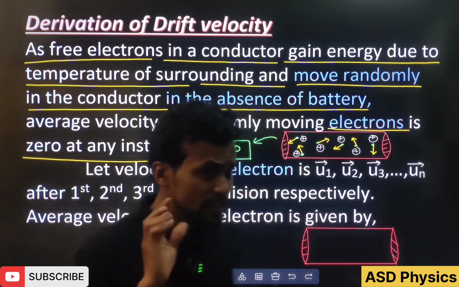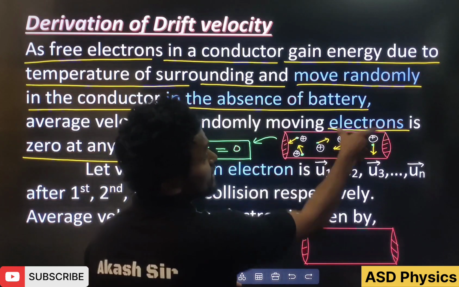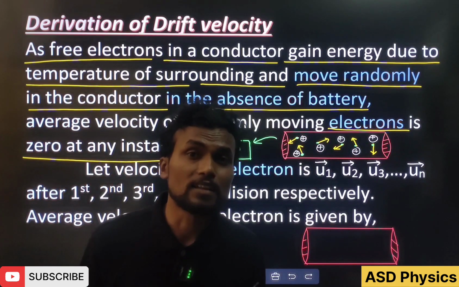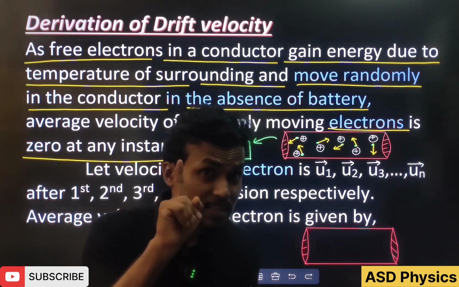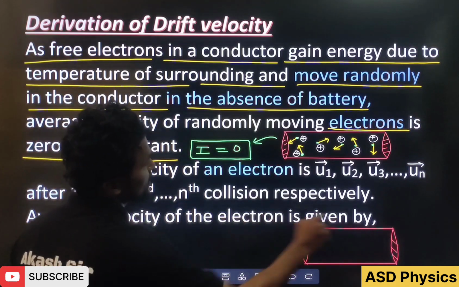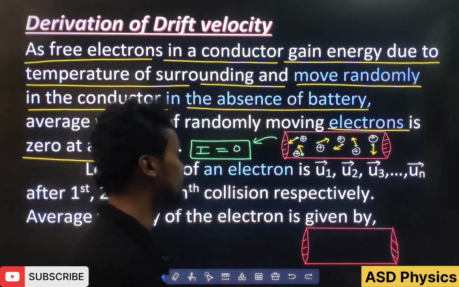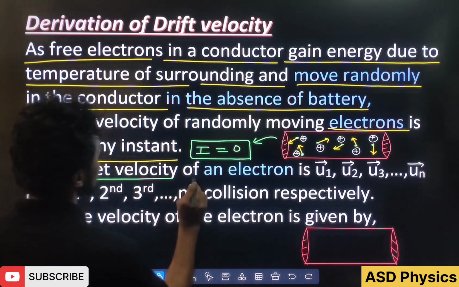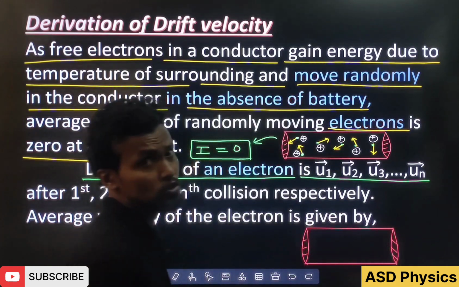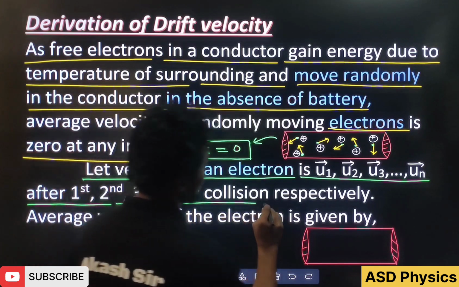Up to this point we were talking about the electrons at any instant. From here onwards we are going to focus on a single electron, and calculate the drift velocity of a single electron when it is connected to the battery. First we see how a free electron moves when the conductor is not connected to a battery. Let the velocity of an electron be u1, u2, u3, un after the first, second, third and nth collision respectively.